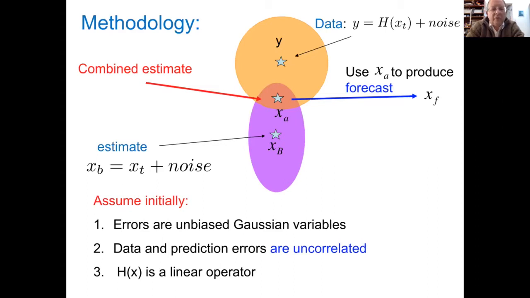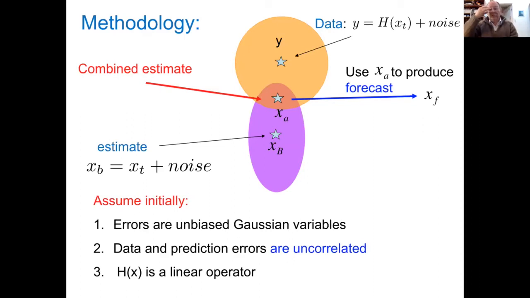Secondly, you assume that the data and the prediction errors are uncorrelated, which is sort of reasonable because the data error typically is associated with measurements of the atmospheric state, and the prediction error is associated with errors in the way you've constructed your model and constructed your numerical solution.